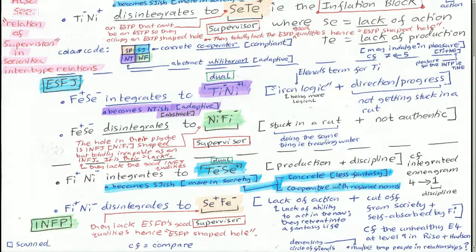Now I have ESFJ integrate into INTP where they're more logical and they have a sense of direction and they don't get stuck in a rut. And I see ESFJ disintegrating to an anti-INFJ where they get stuck in a rut and are not authentic.